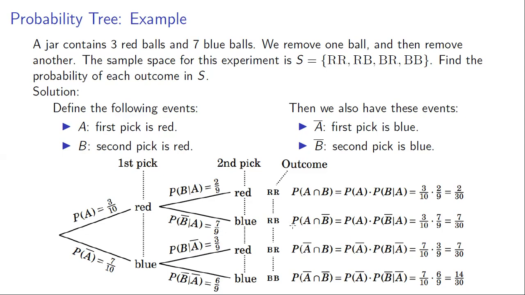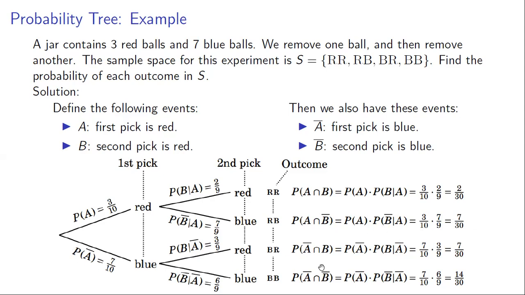So now we can find the probability of A intersected with the complement of B. In other words, what's the probability of RB, where the first pick is red and the second pick is not red, meaning the second pick is blue? That's the probability of A times the probability of not B given A. So that's 3/10 times 7/9, which is 7 out of 30. Okay, so that's not so unlikely, fairly likely.